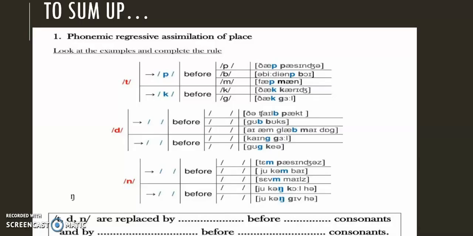Now, if you complete this chart, you will have a summary of what we have seen so far. So stop the video, complete the missing information, and we will check it together.